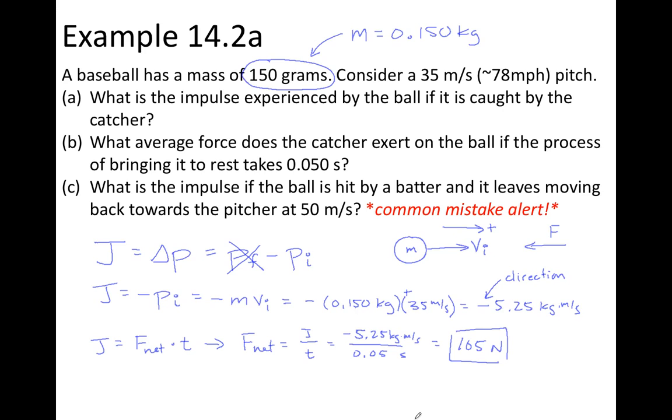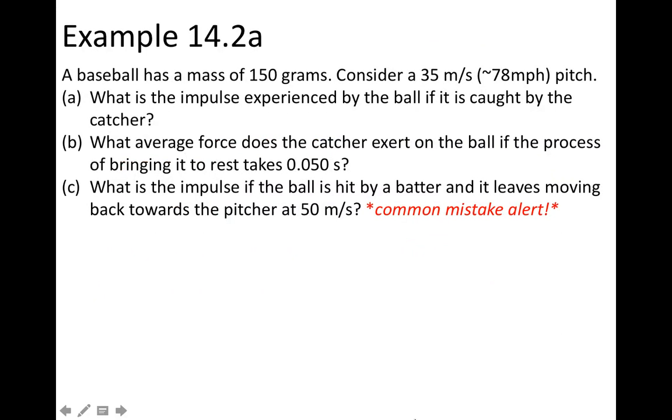All right, and part B. What is the impulse if the ball is hit by a batter as it leaves moving back towards the pitcher at 50 meters per second? So, there's a common mistake alert here. This is something that students will incorrectly do every single year. And I'm going to point out the mistake after making it.